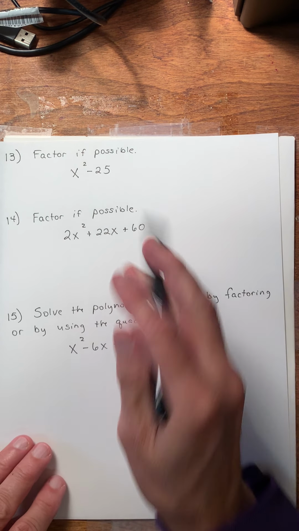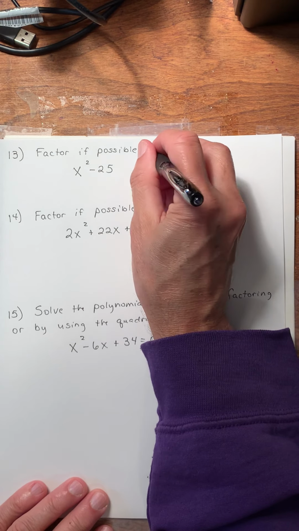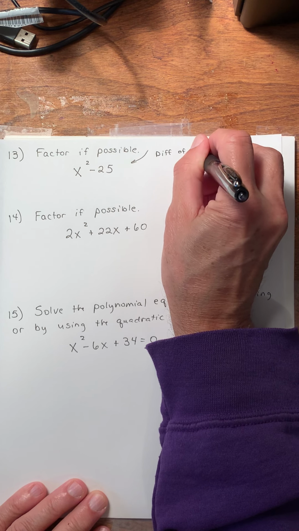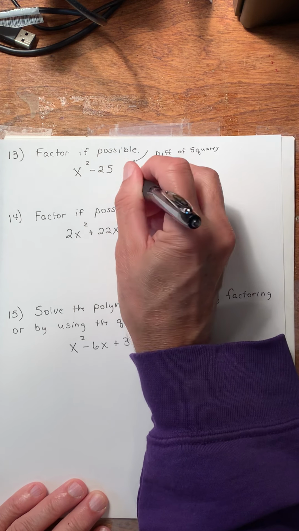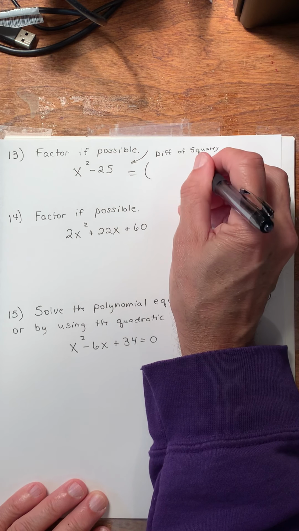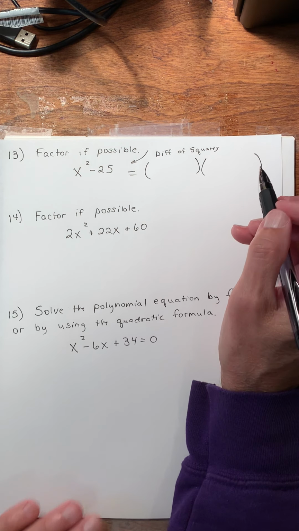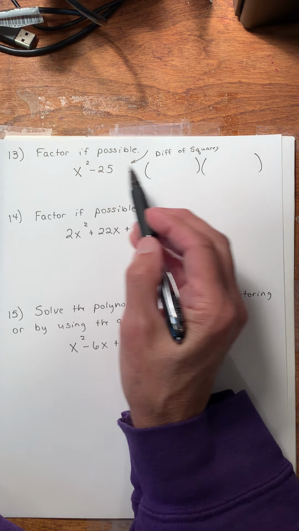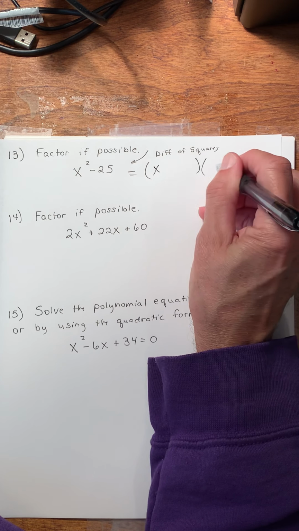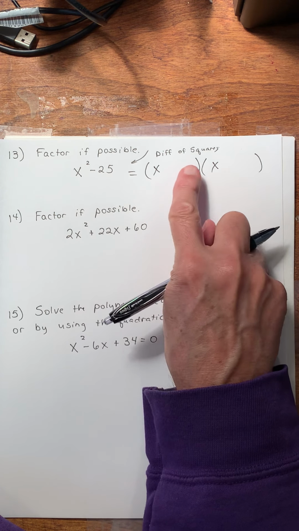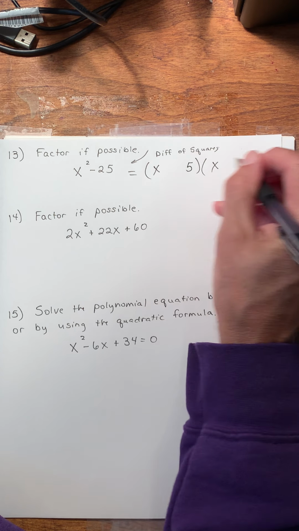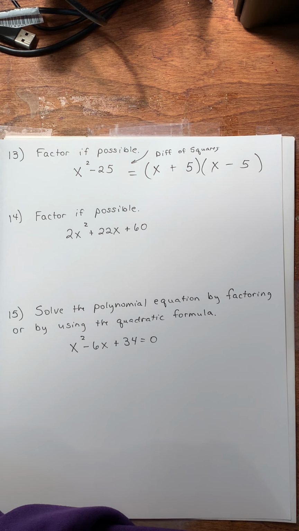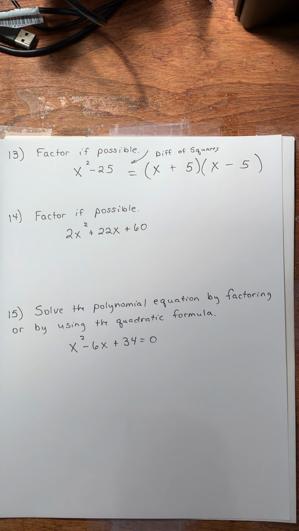Factor if possible. Why, that's easy. This is the difference of two squares. And the difference of two squares will always factor, and it will always factor into something plus and something minus. The square root of this guy, here and here, that's just x. Square root of this guy, here and here, always a plus and a minus. That's pretty easy.